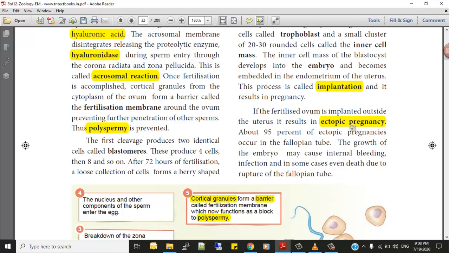This is very, very dangerous and this will lead to death. If the fertilized ovum is implanted outside the uterus, it results in ectopic pregnancy. About 95% of the ectopic pregnancies occur in the fallopian tube only, and the growth of the embryo may cause internal bleeding, infection, and in some cases even death due to the rupture of the fallopian tube.